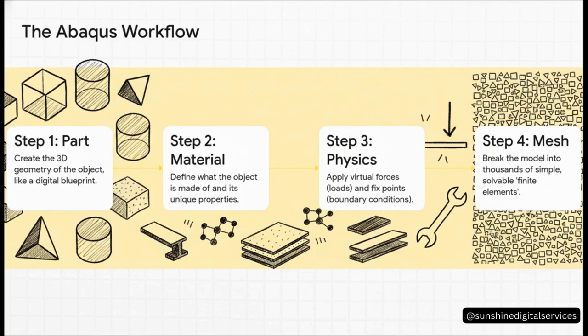After that, you set up the physics. This is where you tell the software where you're going to push on it, where you're going to pull, and which parts are bolted down. But honestly, the most crucial step is the mesh. See, the software can't solve for one big, complex shape all at once, so it breaks it down into thousands, sometimes millions, of simple little geometric pieces. By solving the physics for each tiny piece individually, it can accurately predict the behavior of the whole complicated structure.